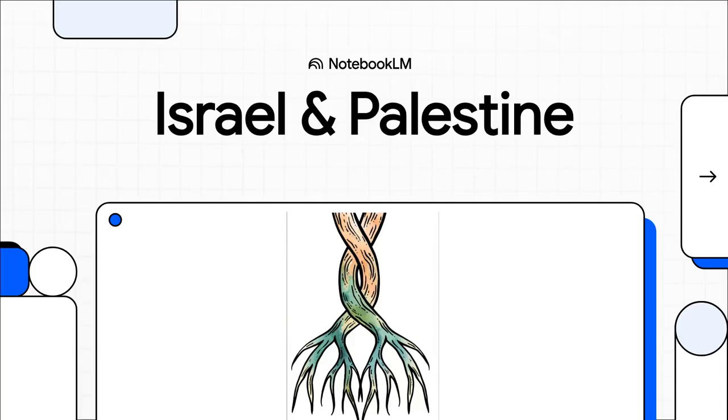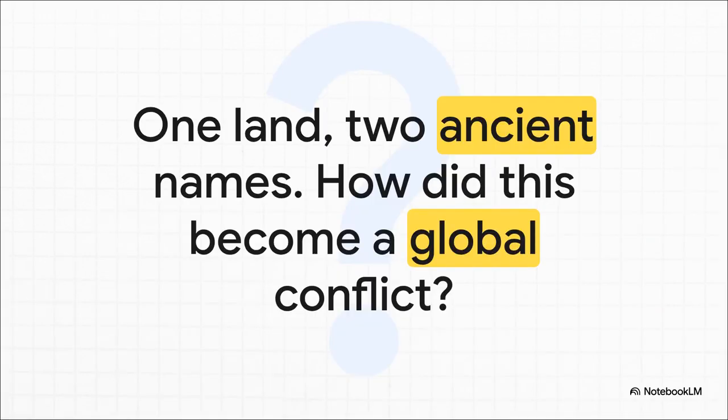Okay, let's get right into it. Today, we're diving deep into one of the world's most tangled conflicts, but we're going to do it by going right back to the beginning, to the ancient competing claims that are at the very heart of it all. And really, this is the question at the heart of it all, isn't it? You have one tiny strip of land, two ancient names. How on earth did it become the flashpoint for a global conflict? We're going to trace the origins of those names to really get a handle on the claims they represent.